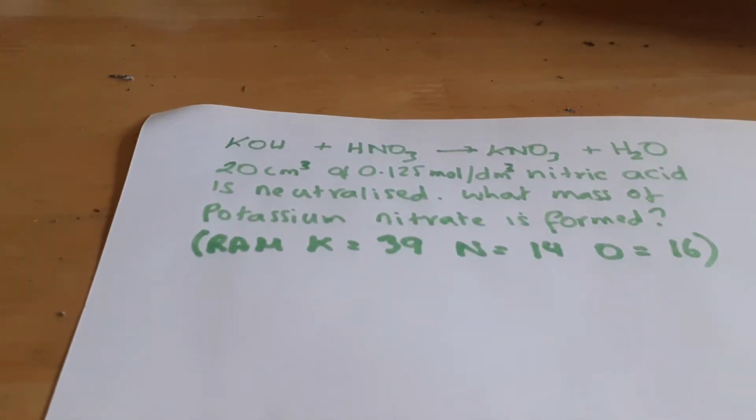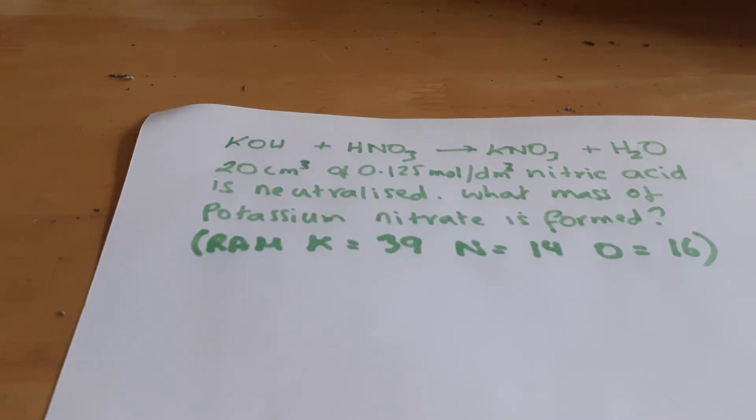Now there's a third variant on this, so shall we show you. Now in this one we're asked for something slightly different. The equation is KOH plus HNO3 goes to KNO3 plus H2O. 20 centimetre cube of a 0.125 mole per decimetre cube solution of nitric acid is neutralised. What mass of potassium nitrate is formed? And we're told the relative atomic mass of potassium is 39, of nitrogen is 14, and oxygen is 16.